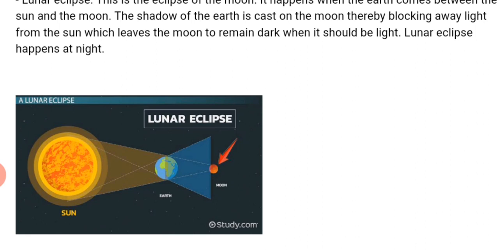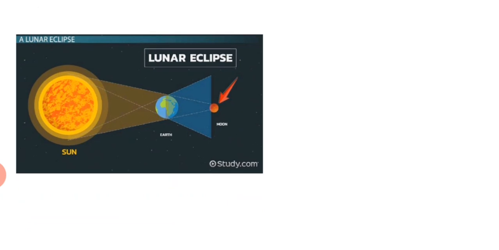At night. The picture of such is also shown here to give us vivid explanation, that is clear explanation on what the teacher is explaining to us. We can also see the picture of the sun. We see the earth and we see the moon. The moon is after the earth, whereby earth is in the middle of the sun and the moon, blocking away sunlight from reaching the moon.